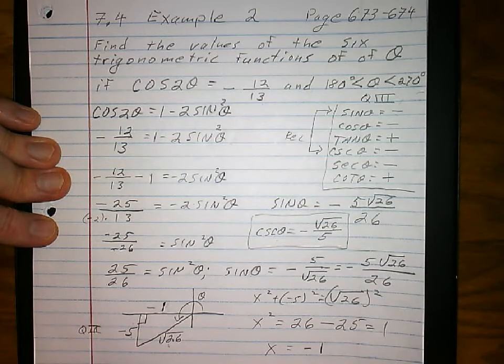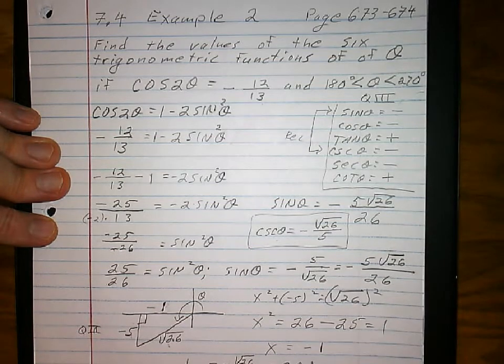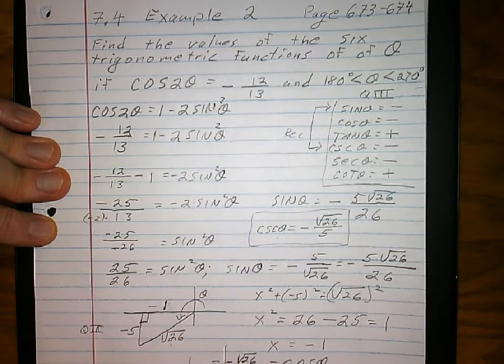So what is cosine of theta? Well, it's adjacent over hypotenuse. It's negative 1 over square root of 26. But of course, we're going to, not reciprocate it, sorry, we're going to multiply top and bottom by square root of 26. We're going to rationalize the denominator in order to get that answer. So this is the answer for the cosine of a single angle.